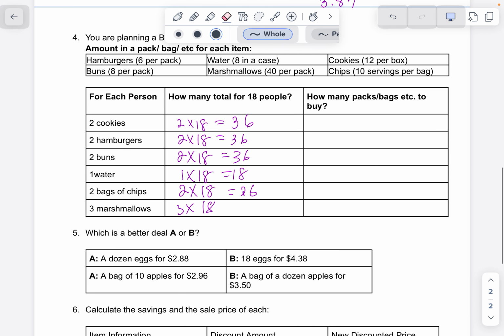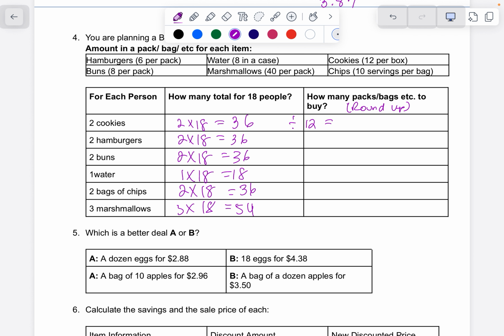Okay. Now you have to compare the quantities in a package. So we're going to divide by the quantity. We always have to round up no matter what. Any decimal at all makes us round up so we can get those last little pieces we need. So cookies, there are 12 per box. So if you divide by 12, you get 3 exactly. So no rounding is necessary. 3 is exactly what we need. It would contain 36 cookies.